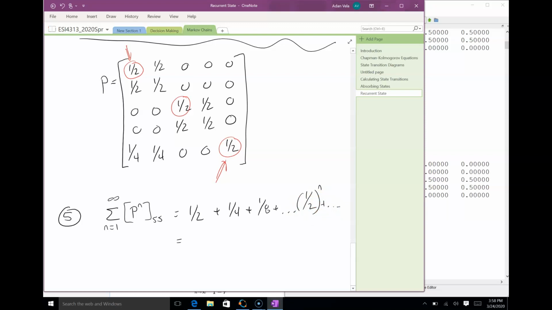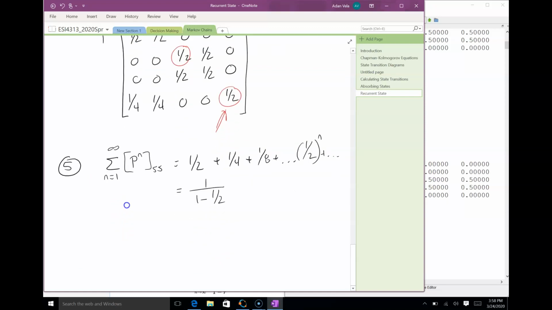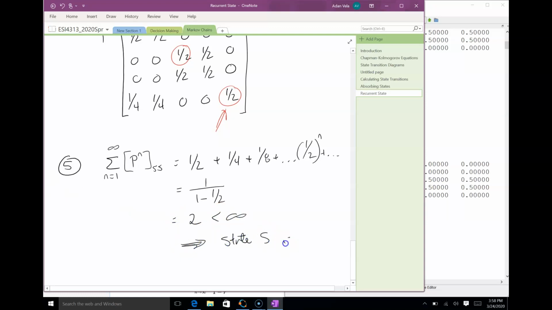And we add it up. We already know the sum of the series. It's equal to (1/2) over (1 minus 1/2), which is 1. So this is less than infinity, which tells us state 5 is transient.